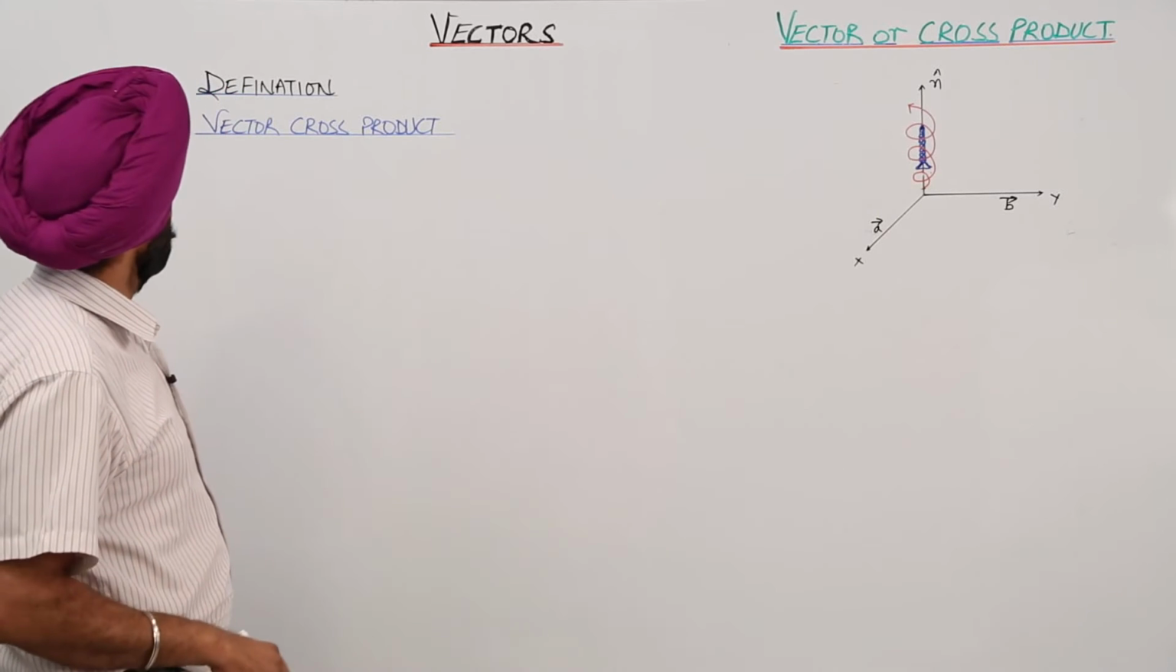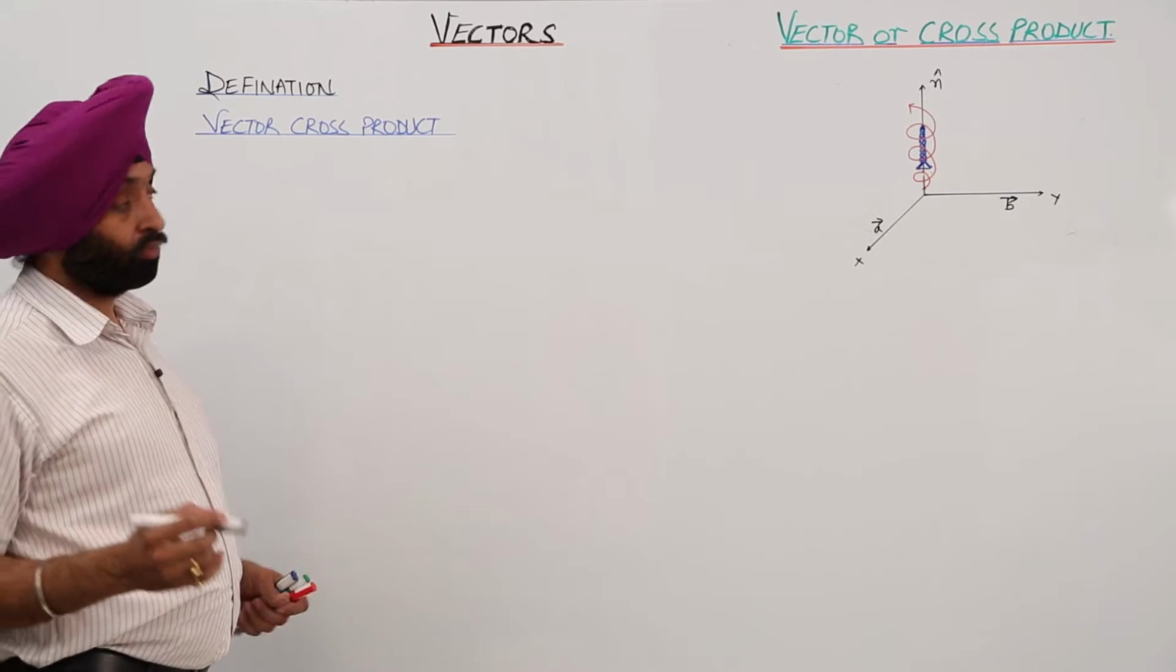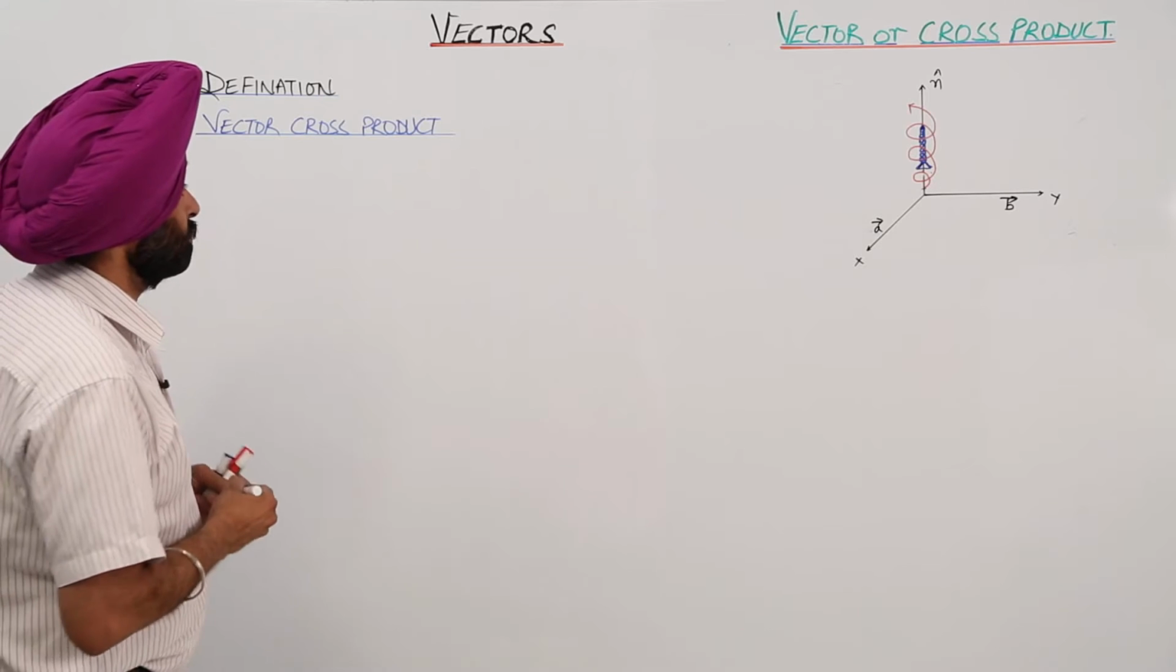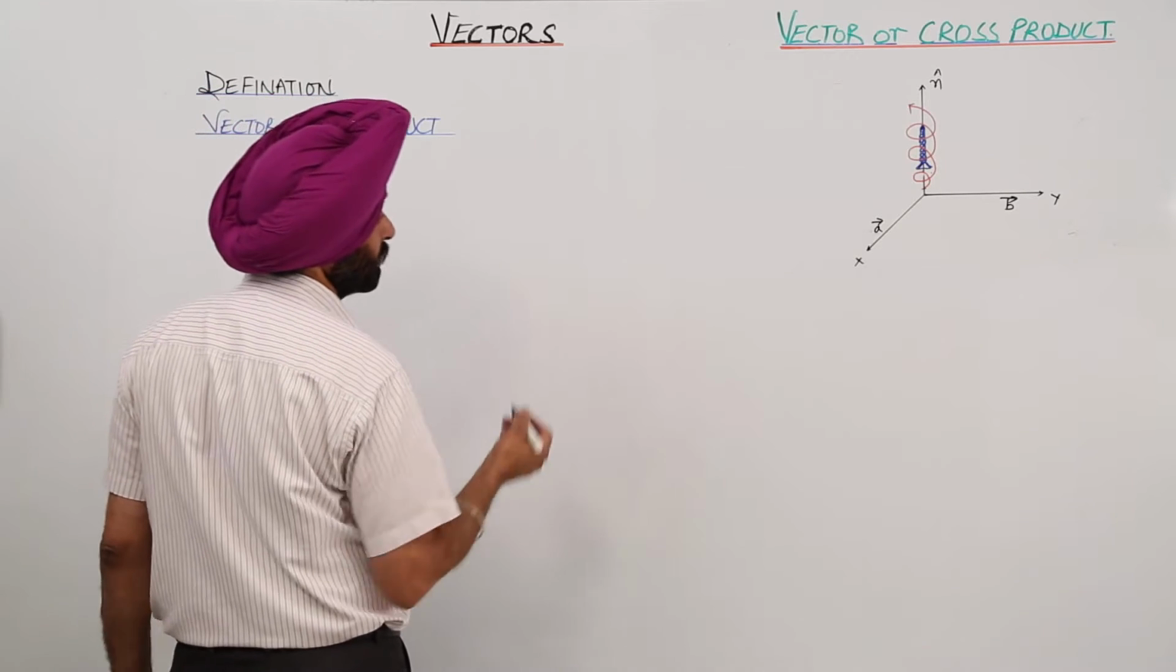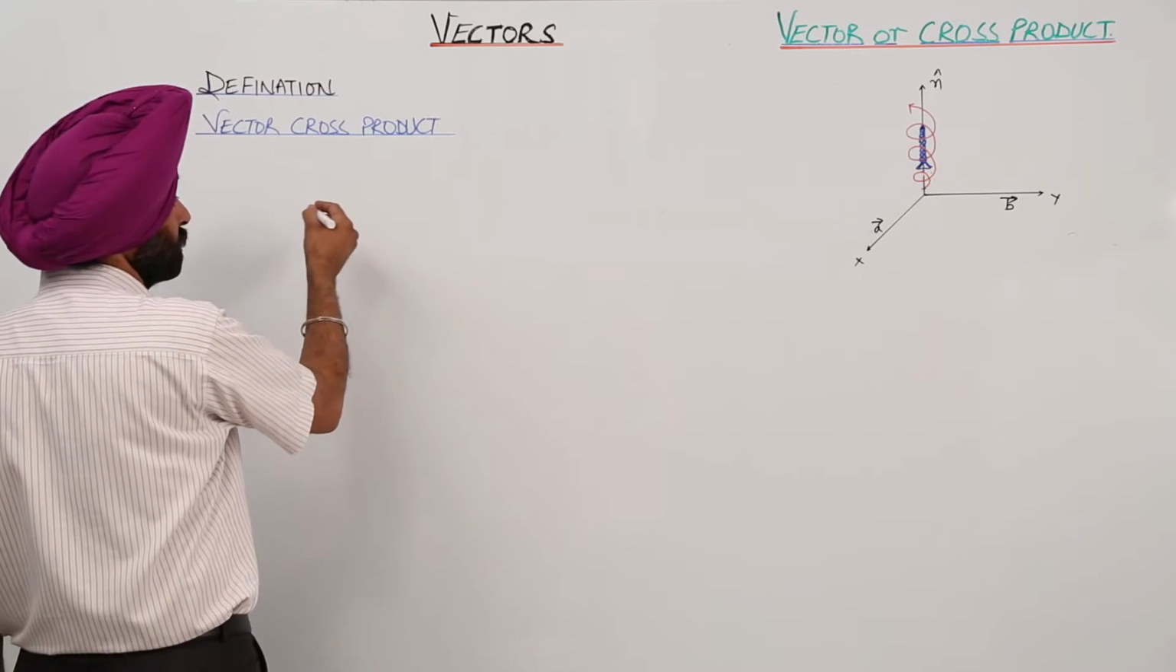Now, the definition of the vector product, or vector cross product. In this figure, we have vectors A and B and a unit vector n.